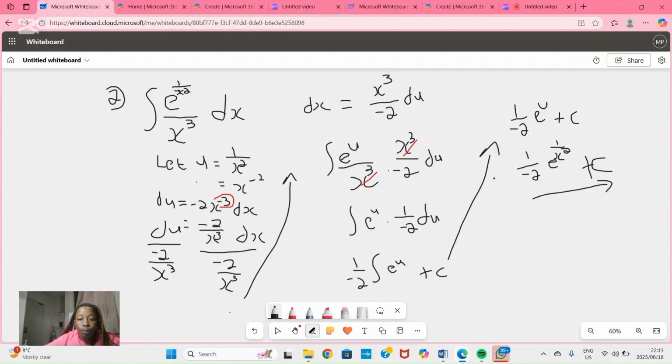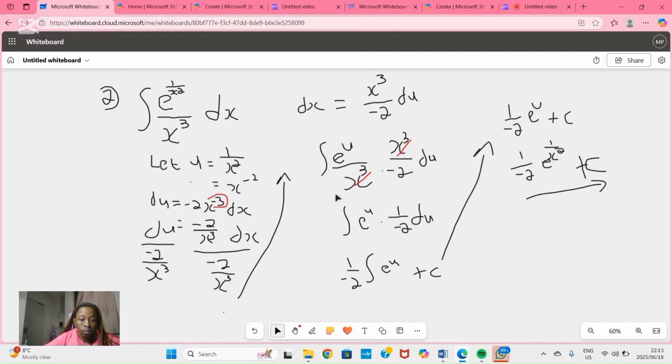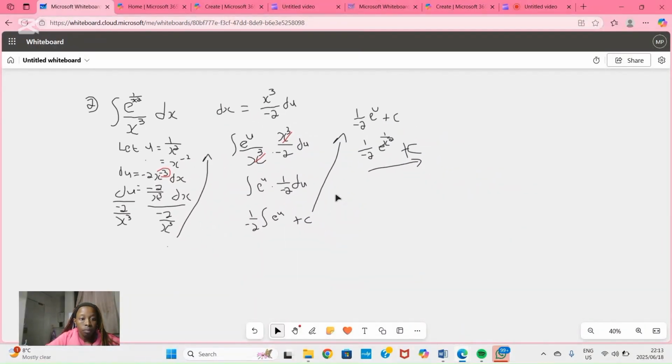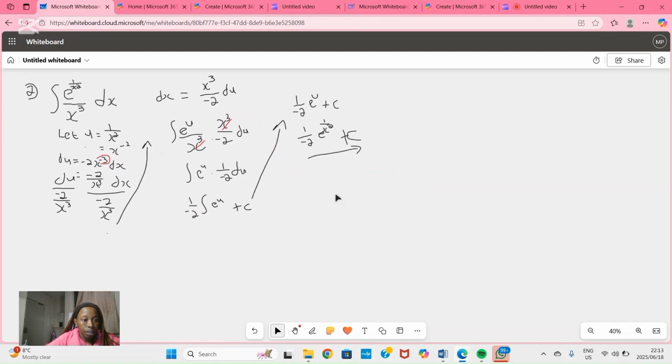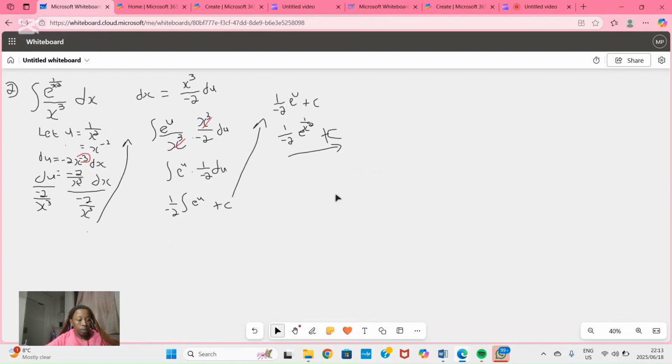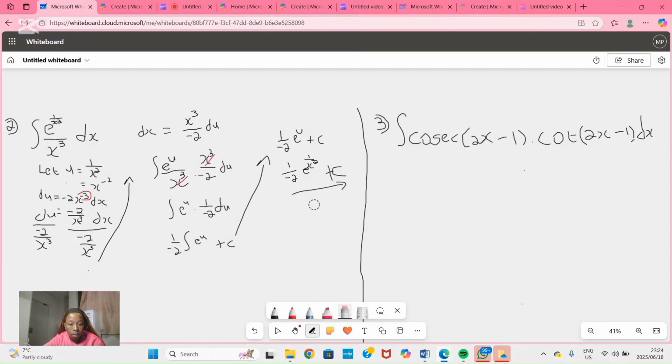Okay, so now we'll be moving to number 3. Let me just create space so that we can write our number 3. On our number 3, we are having trig ratios. Our third question, we're integrating trig ratios.